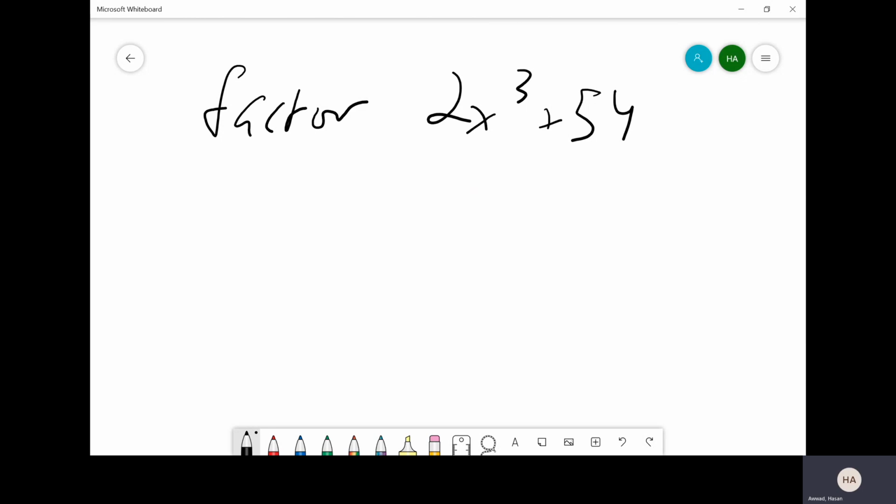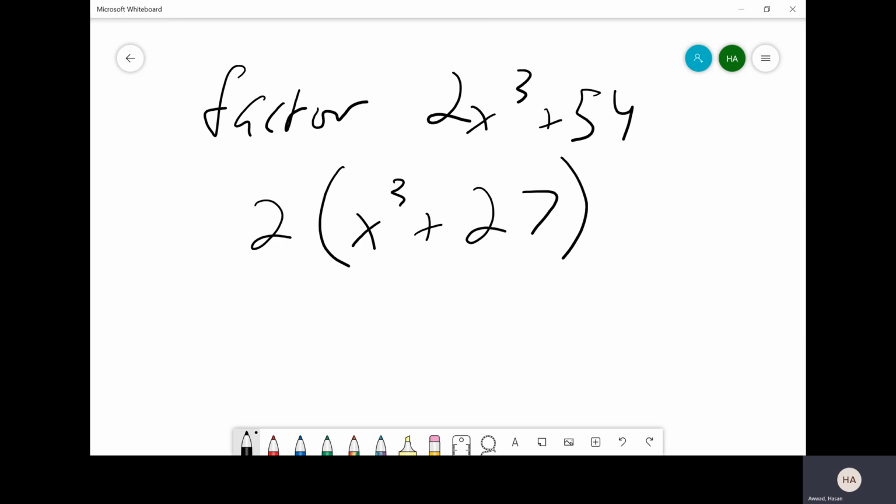Well, the first step that you should always take is look for things that are in common. Look for a number that you can pull out, or a couple numbers that you can pull out that are going to make your life easier. So we see here, oh, well, 54 is an even number, and we have a 2 here multiplied against the x cubed. So why don't I just pull the 2 out? So I'll pull 2 out, and we now have x cubed plus, and what is a number multiplied by 2 that will give us 54? Another way to think about it is what is 54 divided by 2? And we end up with 27.